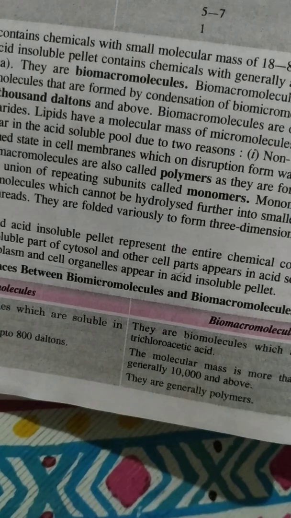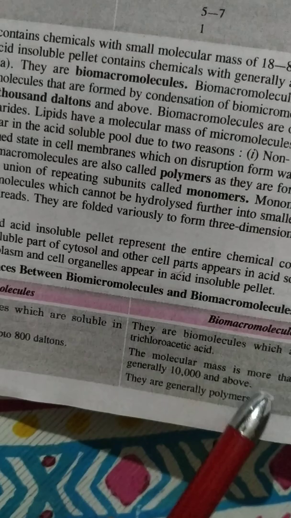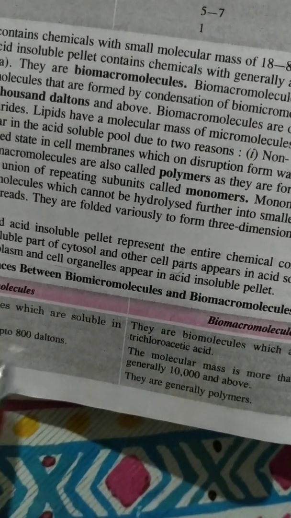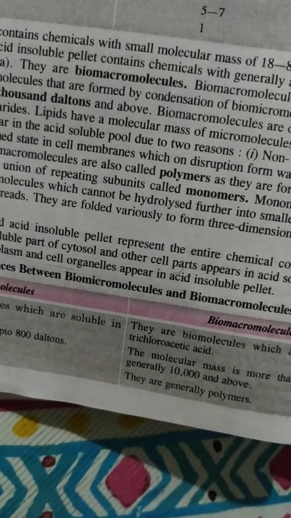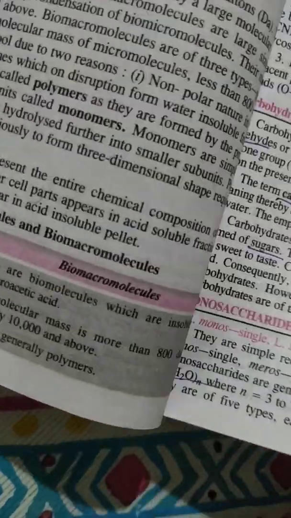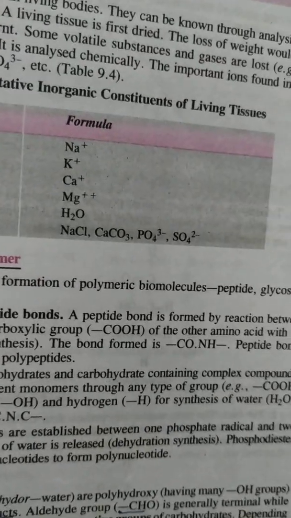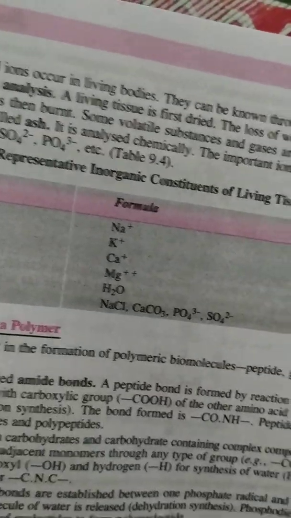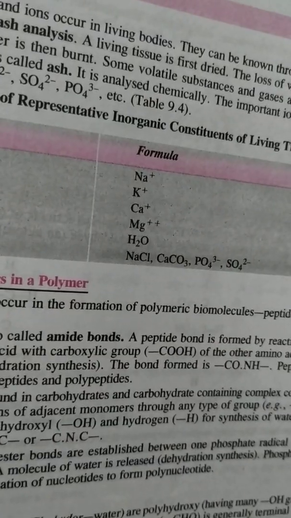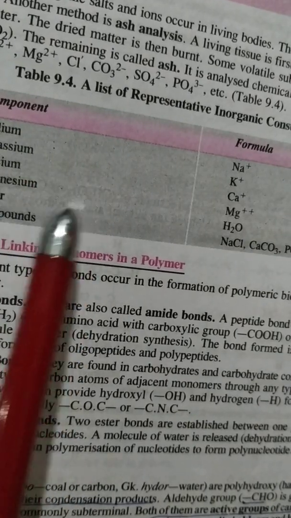macro means large, and the molecular mass is 10,000 and above. Micro means minute or small molecules, and they are called monomers, while macromolecules are generally called polymers. So biomolecules are of two types, micromolecules and macromolecules. In the micromolecules, we find inorganic salts such as sodium, potassium, calcium, magnesium, and water compounds.